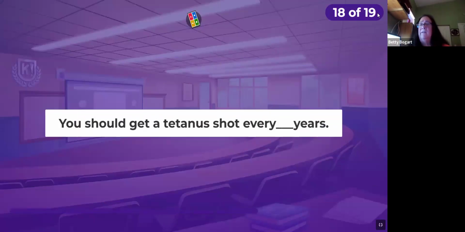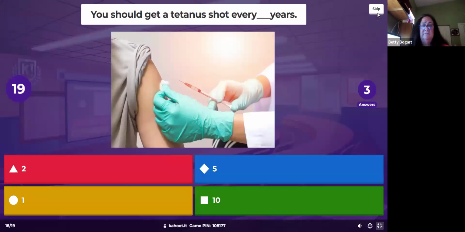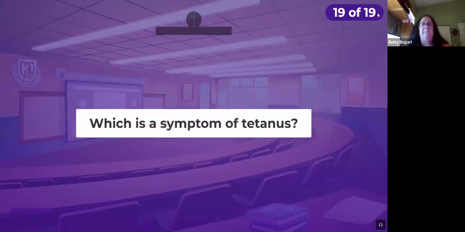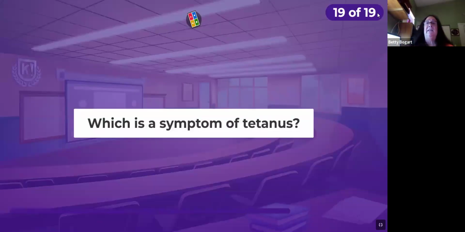You should get a tetanus shot every how many years? Since I started nursing, it's changed a few times for me. So it's actually every 10 years. We used to do it every 2 years. Then we went to every 5 years. Now we're doing it every 10 years. So it's amazing that they feel that that's where it needs to be now. It's always going to change. They're always upgrading. So which is a symptom of tetanus?